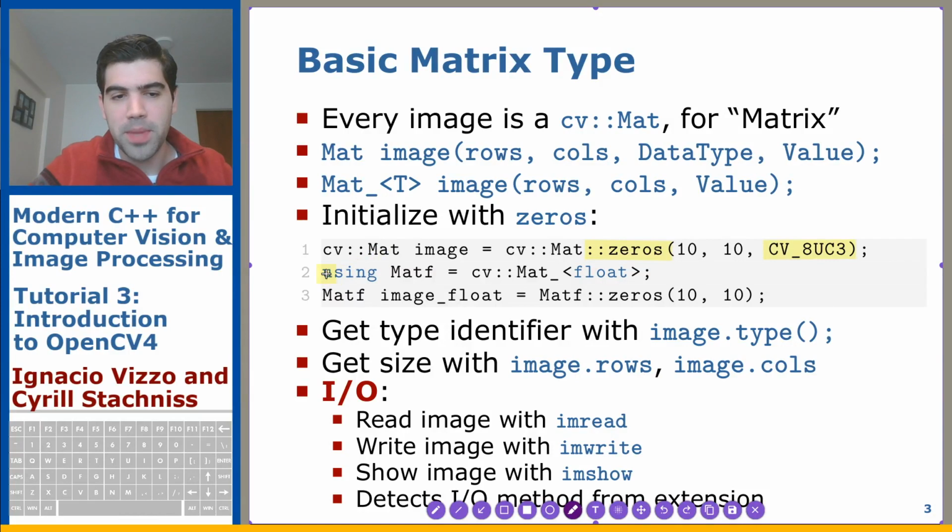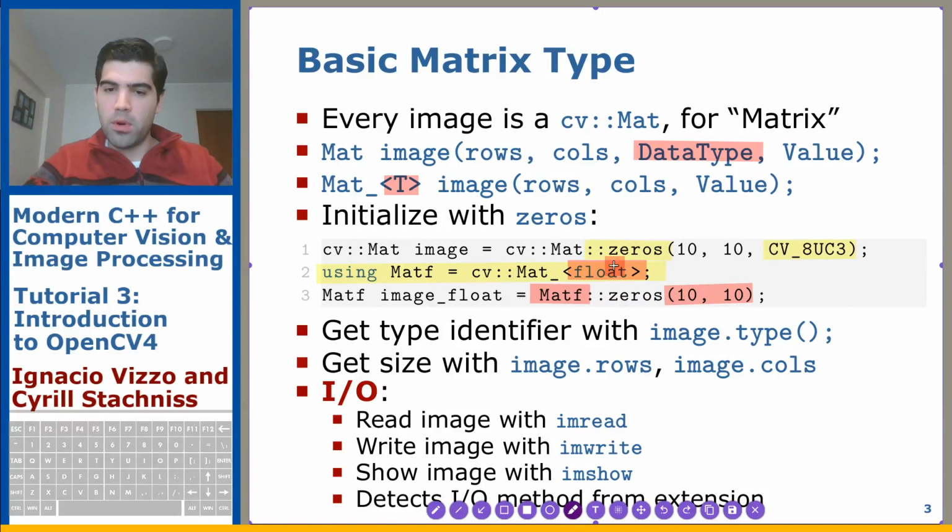Then you can do some type aliasing to make your code more readable. So for example, you can use Mat_f to access a matrix of floating point values. And you can do the same, but remember, as we saw here, we were specifying the type here, so we're saying this is float, and then instead of doing it in the constructor, we don't need to specify this anymore. So this is going to be one matrix of 10 by 10 full of zeros, but of floating type, right?